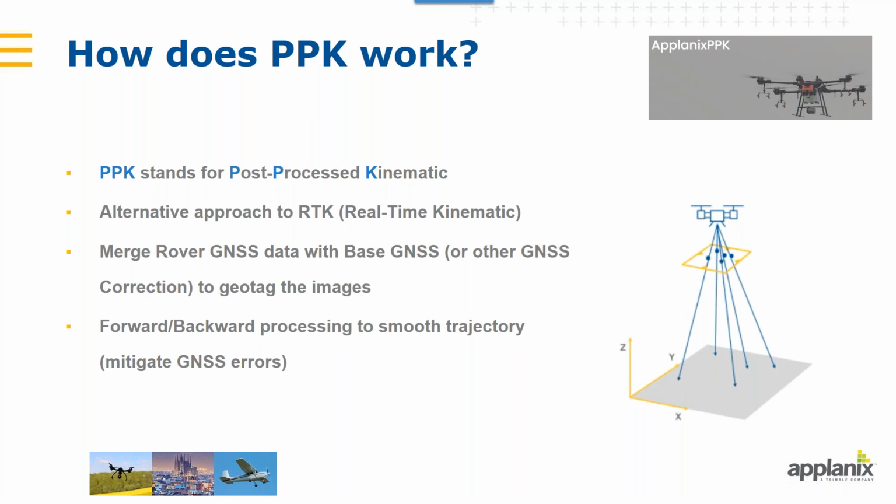This is handled in forward and backward processing. So you integrate your solution in time forward and backward. And because you do that, you're able to see the remaining GNSS errors. So at the end, you're getting a smooth trajectory, which mitigates the GNSS errors.